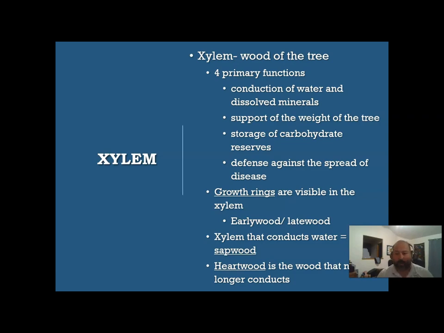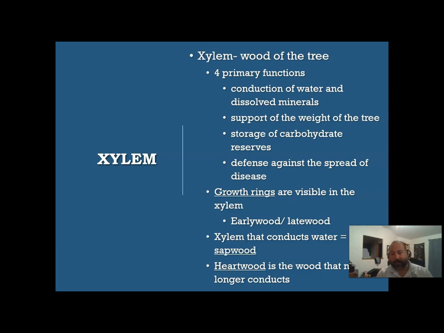The xylem is the inside part of the tree trunk where it's still alive. If it's dead then they call it wood, the board, but if it's still alive, it's xylem. It has four functions: to pass water up, to support the weight of the tree, to store carbohydrates or sugars, and to defend the tree against disease.